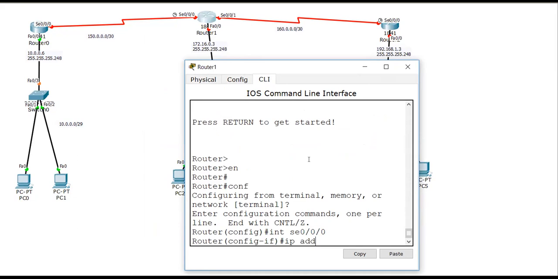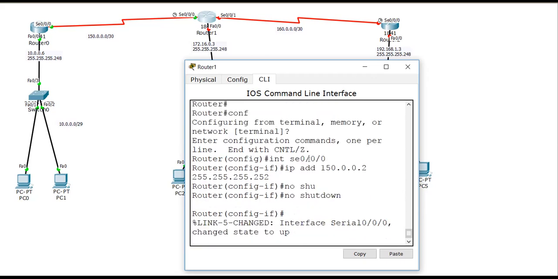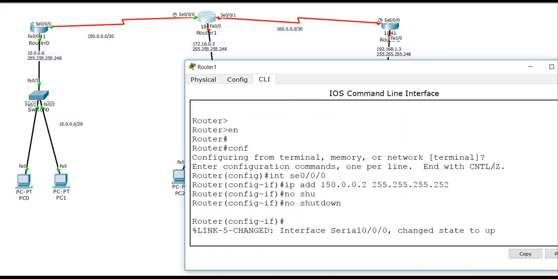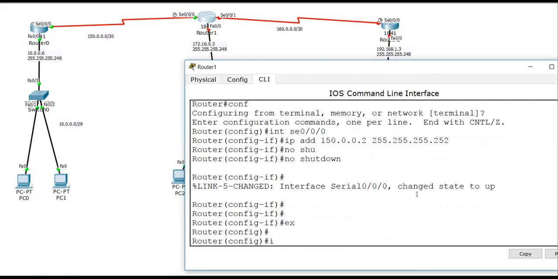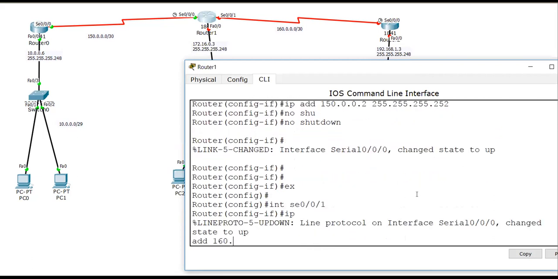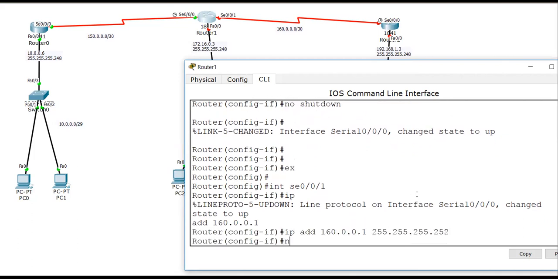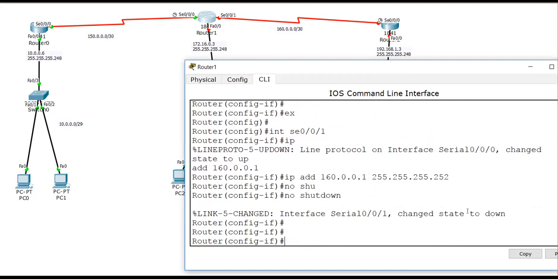Now I'm using 150.0.0.2 on the other router. And if I forgot to put no shutdown, then it will not come up. Like this, it is up this time. Okay, because on a router, you have to put no shut on both sides. Now serial 0/0/1 will not come up, it will go down. Why? Because on the other end we have again a router.